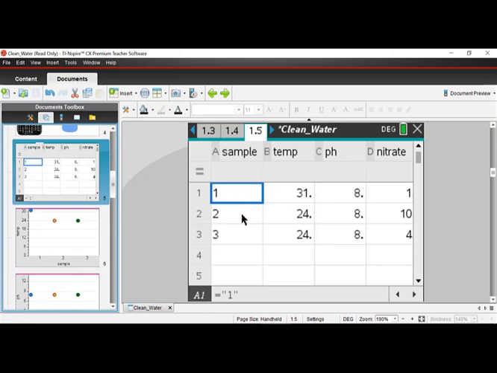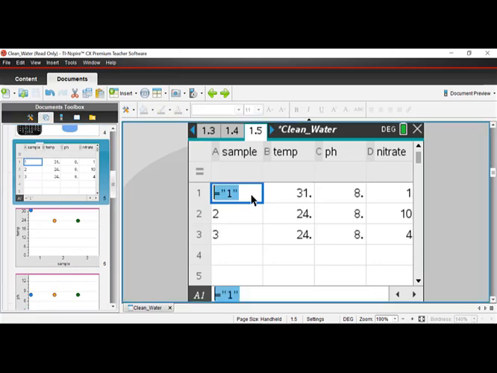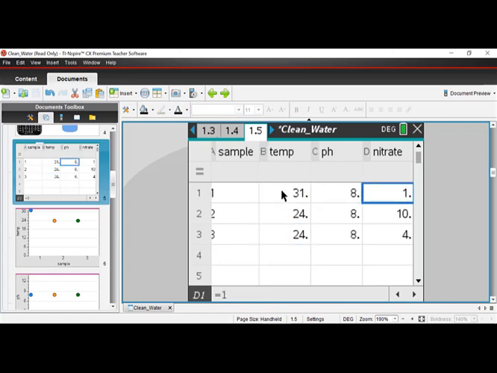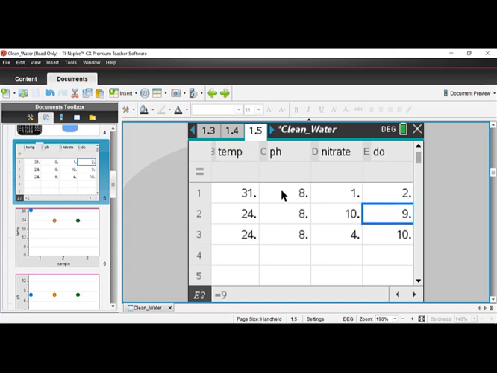So water sample 1, water sample 2, water sample 3. And looks like we have higher temp for column B sample 1 compared to samples 2 and 3. pH is consistent between all 3. Nitrates went from 1 to 10 to 4. Dissolved oxygen is pretty low. It's 2 to 9 to 10. And turbidity was a little bit all over the place. The lowest turbidity was the first sample, highest was the second sample, and in the middle was the third sample.